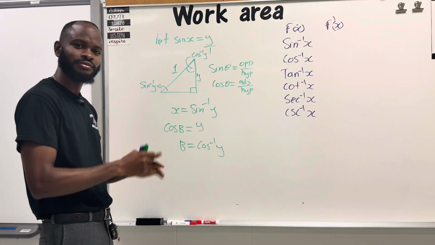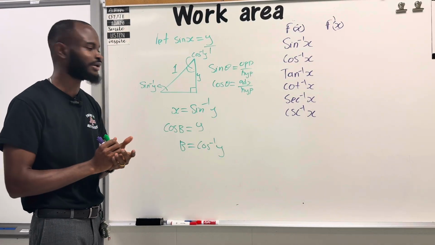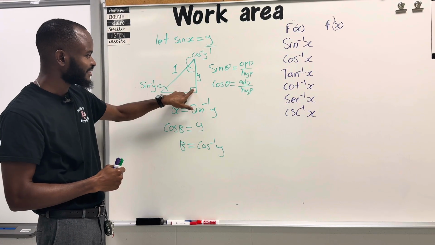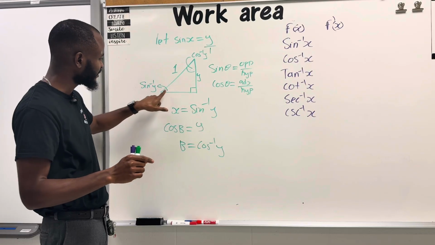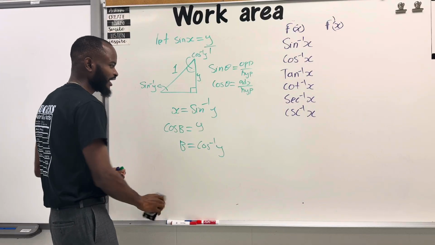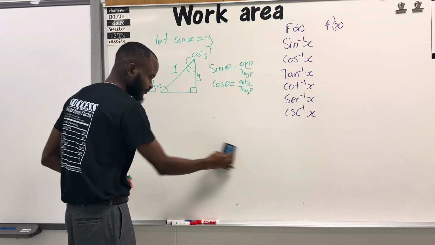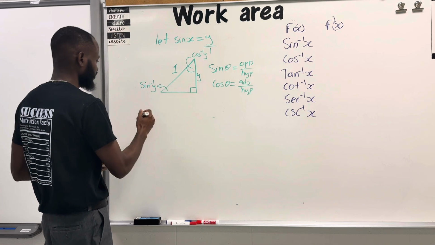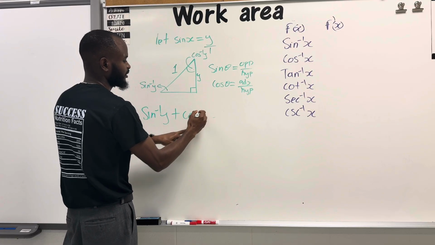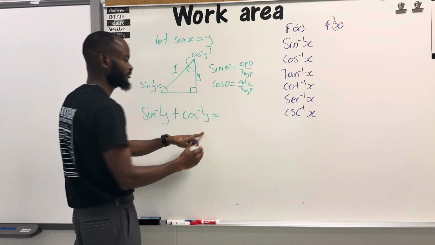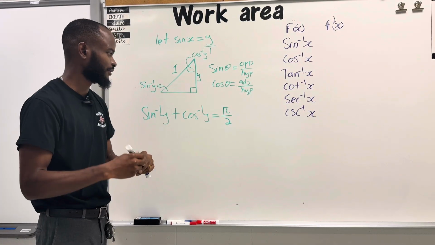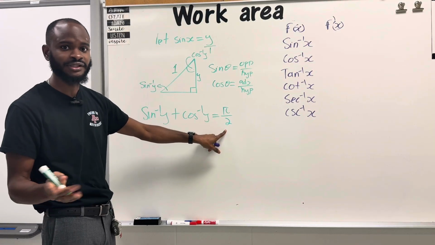And now let's go back to the interior angles of the triangle that we were talking about earlier. These must add to a total of 180 degrees, but we already know that this angle right here is 90 degrees. So it means that this angle plus this angle must sum to a total of 90 degrees. So we can write this fact that sine inverse of y plus cosine inverse of y is equal to pi over 2. Remember I told you I'm going to use radian angles? So that's equal to pi over 2. That's 90 degrees.